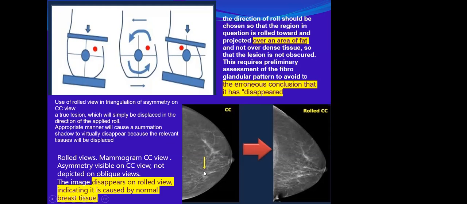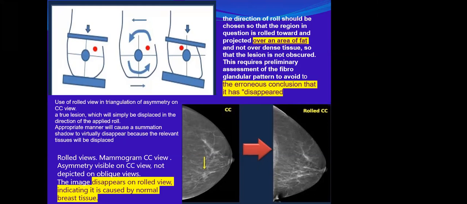Adding this example, if you look here, this is an asymmetry. When rolled CC, it disappears. In a case of just normal breast tissue, this demonstrates a superimposition of tissue. So in an appropriate manner, the summation shadow virtually disappears because the relevant tissue will be displaced.